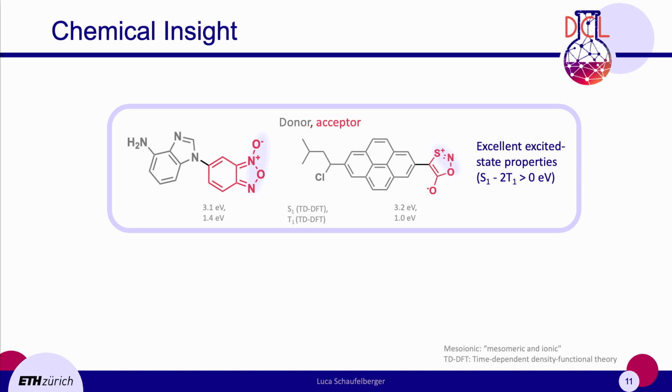What we discovered are these donor-acceptor configurations with the donor shown in gray and the acceptor colored in red. And these show excellent excited state properties for singlet fission. And this is very cool because at the moment we only have a very limited pool of donor-acceptor combinations for singlet fission. So it's very valuable to add to this pool of known chemical substructures.